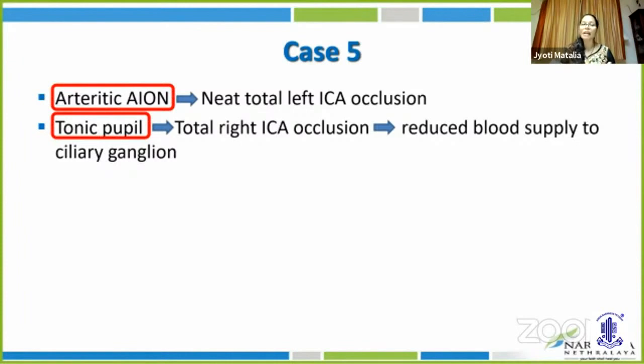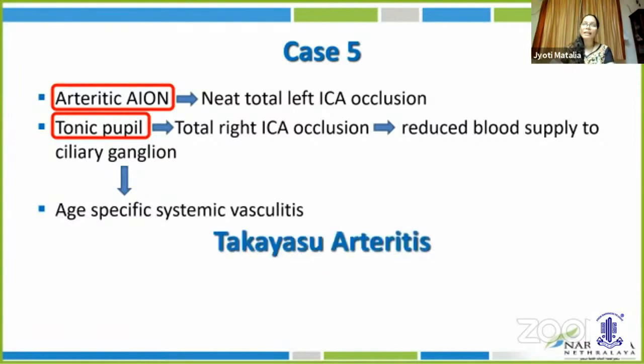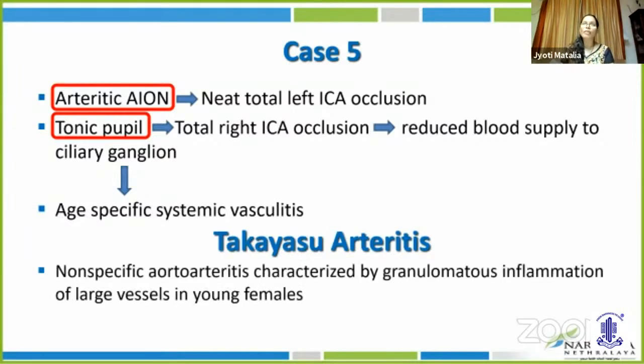So when you have this in an adult, you would always think of GCA. But in a child, you have to look at age-specific systemic vasculitis. And in this case, it was Takayasu's arteritis. And we've also published this in Canadian journals.